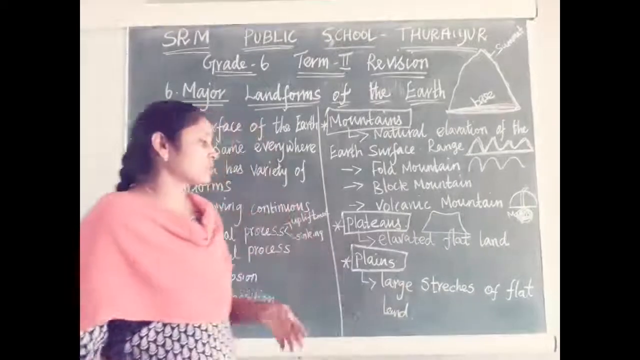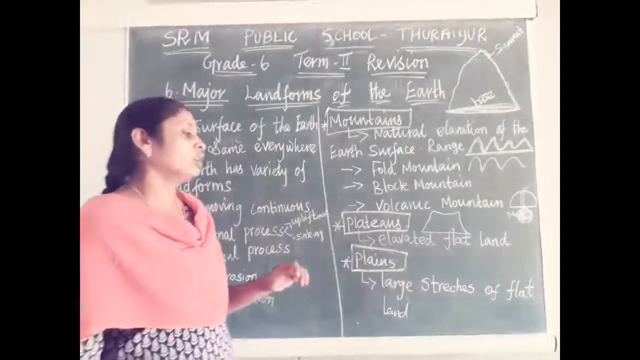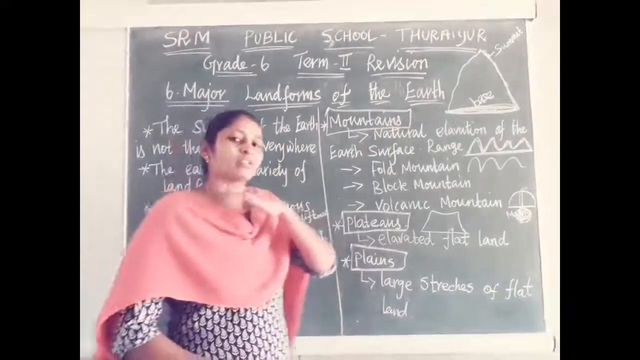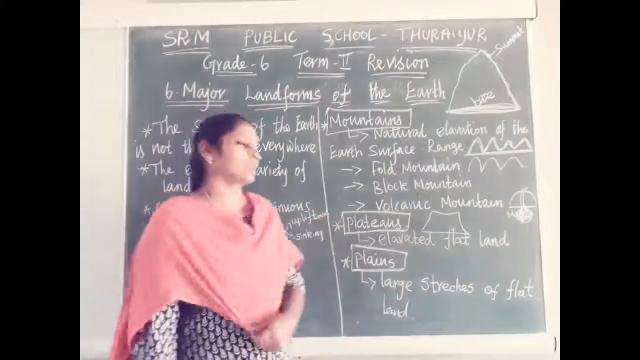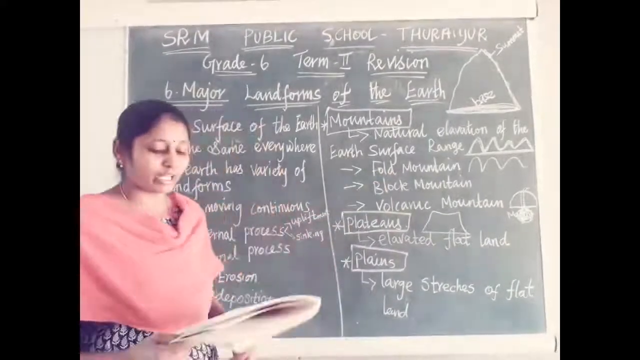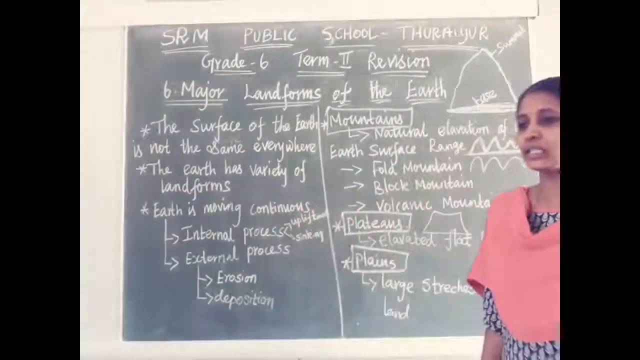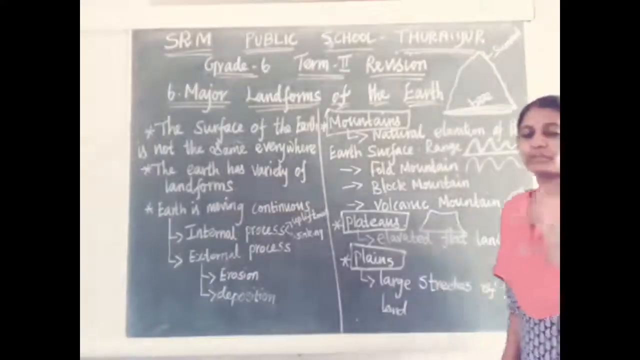Next is plains. Plains are large stretches of flat land. In our area we have a lot of plains. The plains are very good for agriculture activity, and in plains areas the maximum number of people prefer to live.